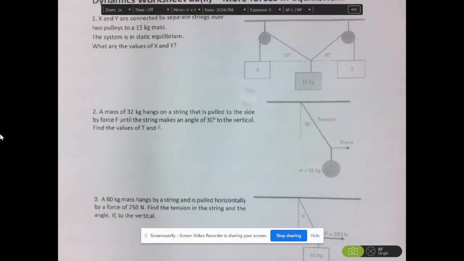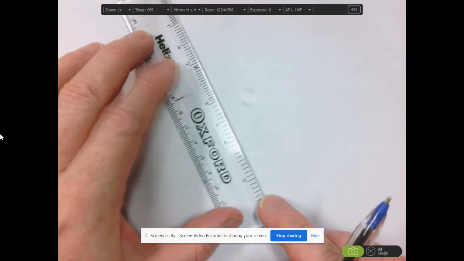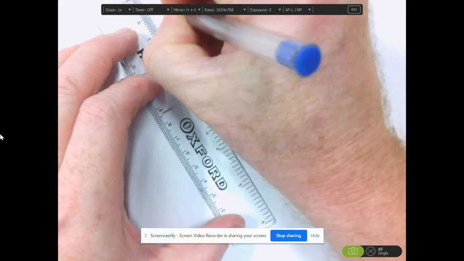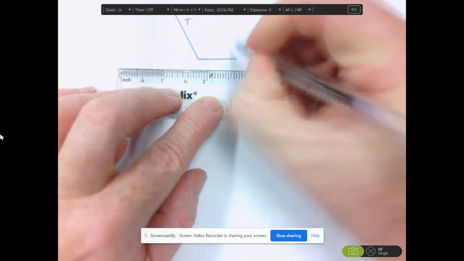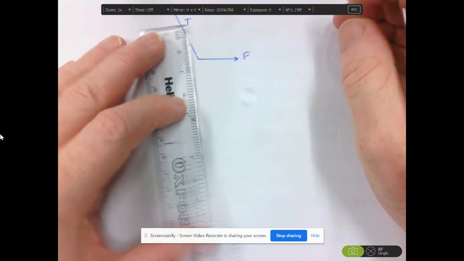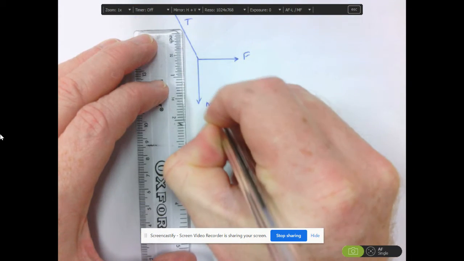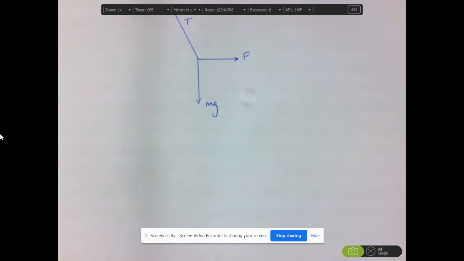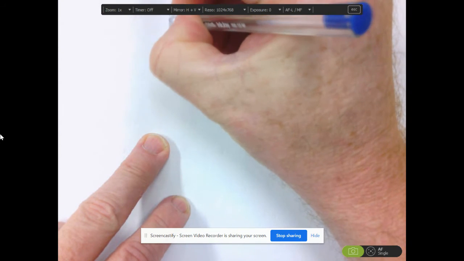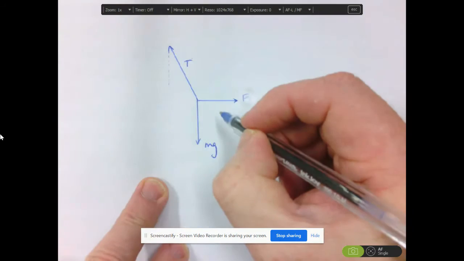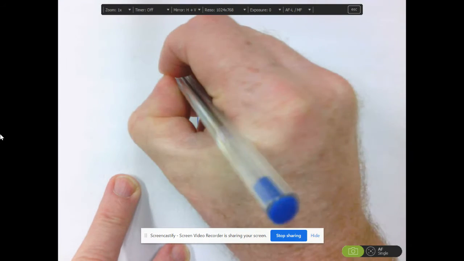So let's firstly start with drawing a force diagram. The force diagram for this one would be firstly the tensional force going up there, which we'll call T. There is a force going sideways here, and we'll call that F. And we'll have a weight force going down here, which is mg. So we've got to find both T and F. We have one other value up here. This angle here is 30 degrees.